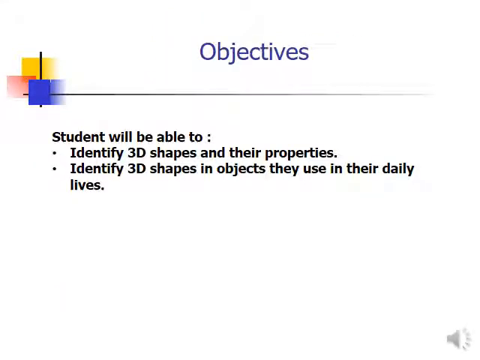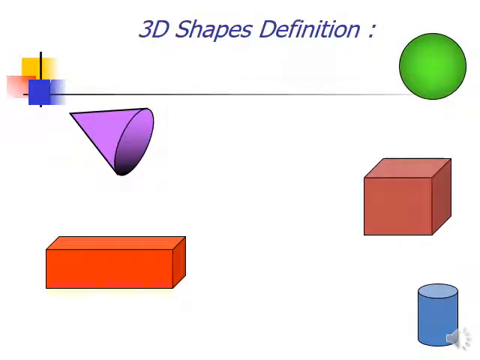So, the objectives for this lesson: students will be able to identify 3D shapes and their properties, and identify 3D shapes and objects they use in their daily lives. So we will start with the definition of the 3D shapes.